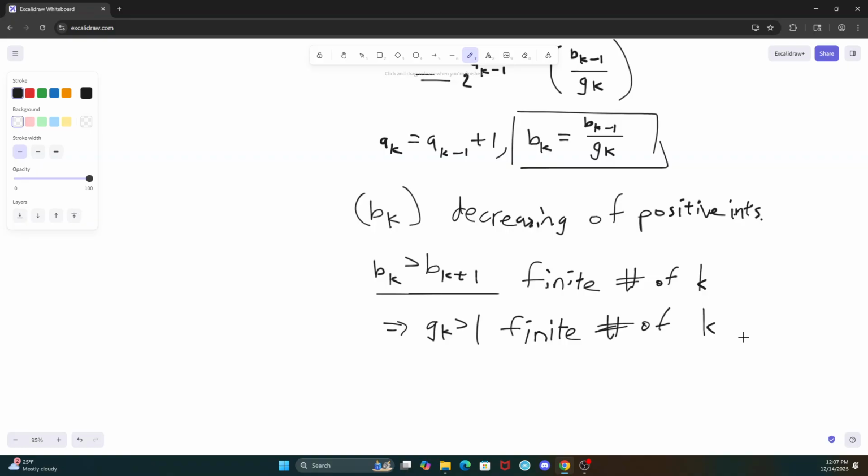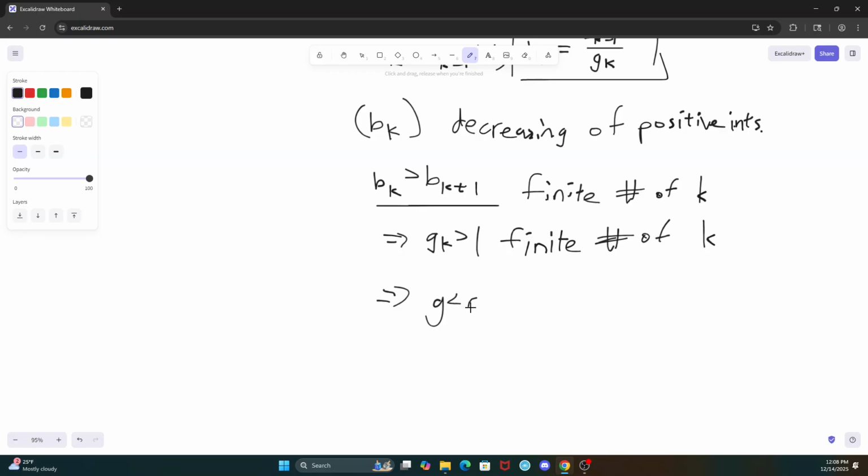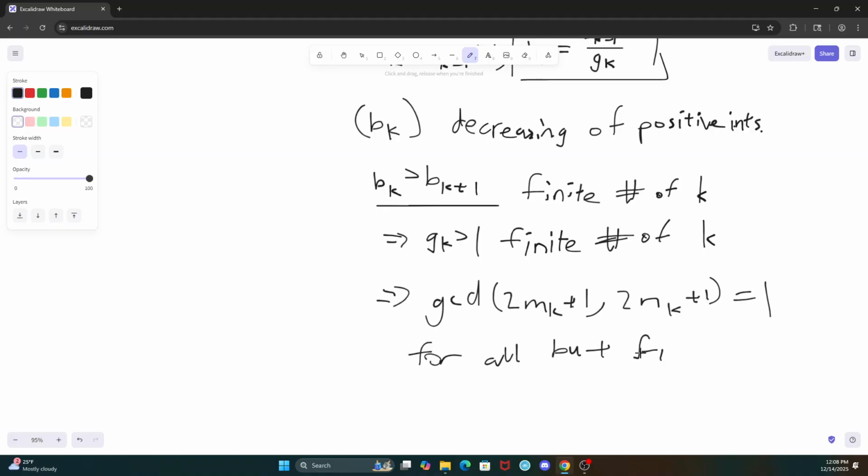And, right, so just writing that explicitly, g sub k is greater than 1 for a finite number of k. So the greatest common divisor of 2 times n sub k plus 1 and 2 times n sub k plus 1 equals 1 for all but finitely many k. Okay. And we're done.